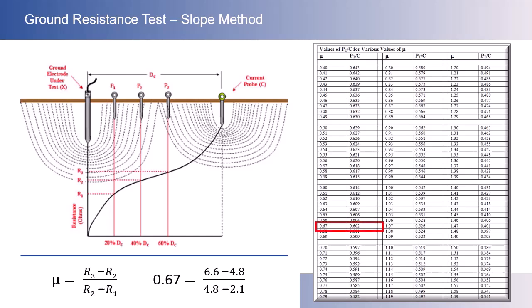0.67. Looking at the mu value of 0.67 on our reference table, the P sub t divided by the C value comes out to be 0.602. To find the true location for the P reference probe, we would simply take 0.602 and multiply it by the known distance of the C reference probe, or 100 feet in our example. This would give the true P reference probe position pinpoint at 60.2 feet.